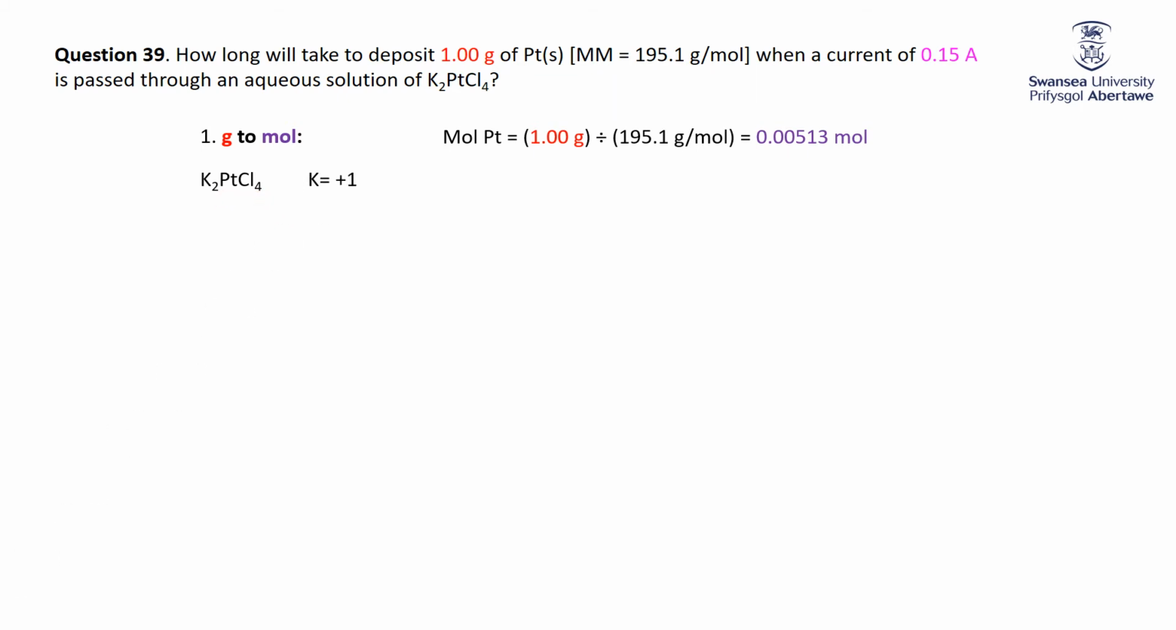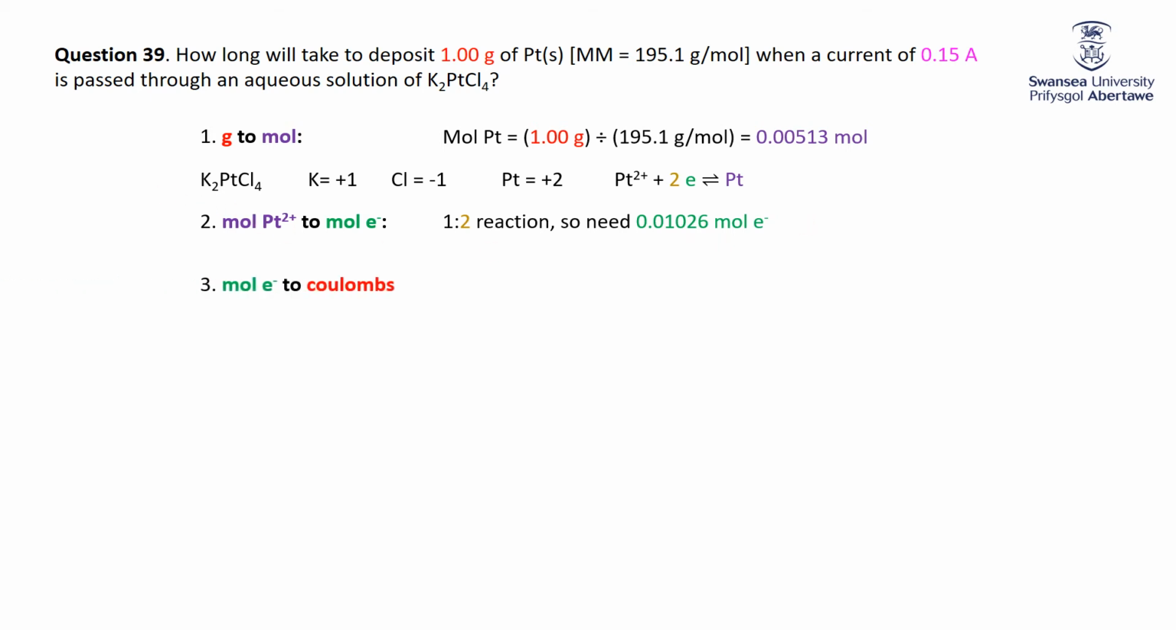K2PtCl4. Potassium obviously is always +1. No reason for the chloride not to be -1. So +2 -4, put all that together, the platinum has to be +2. So the equation we're going to use here is the electrolysis of Pt2+ needs 2 electrons to make the platinum. So in other words, every mole of platinum needs 2 moles of electrons. So we can determine the moles of electrons, 0.00513 moles of platinum times 2, 0.01026 moles of electrons.